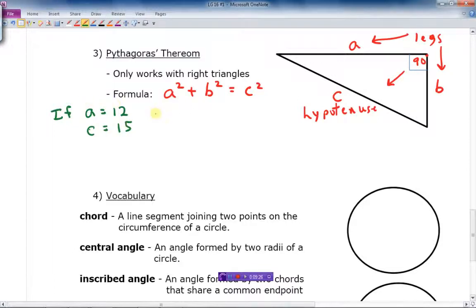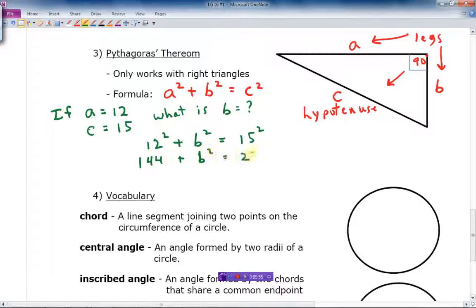What is B equal to? Okay, what we do is we plug those numbers into our formula. So if A is 12, we put 12 in there. We put plus B squared equals C, which is 15 squared. So here we are, we got 144 plus B squared equals 225.